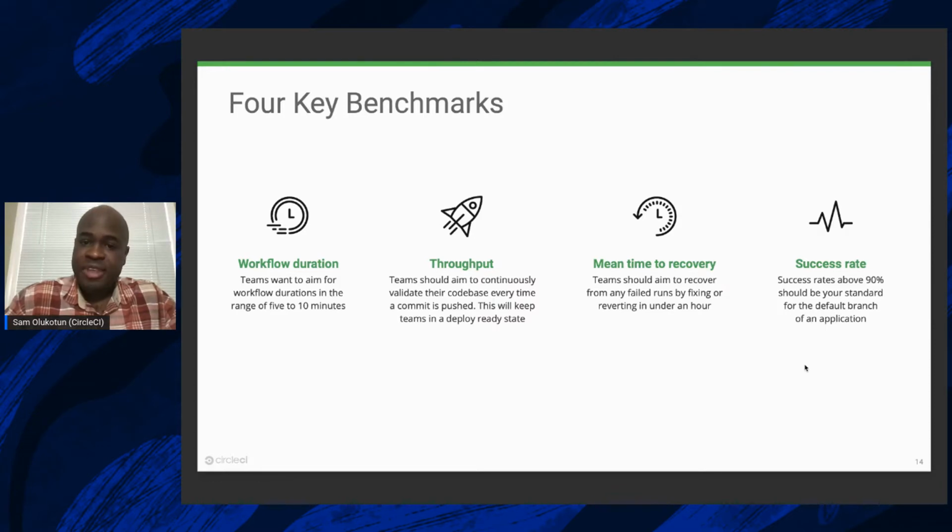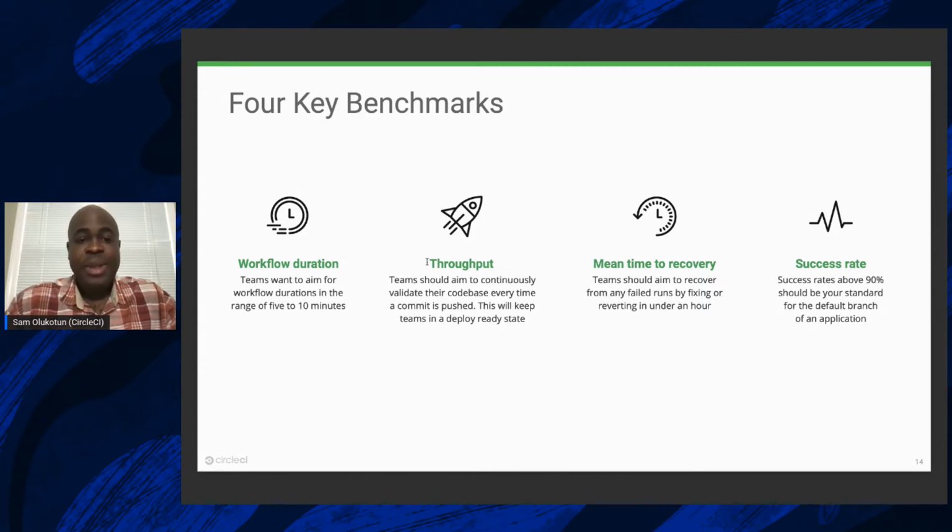Now, in the world of CI/CD, there are 4 key benchmarks that we track. Those benchmarks are workflow duration, throughput, mean time to recovery, and success rate. When we talk about workflow duration, all we're referring to is the time it takes for you to go from the start of a workflow to the end. And typically, teams want to aim for workflow durations in the range of 5 to 10 minutes.